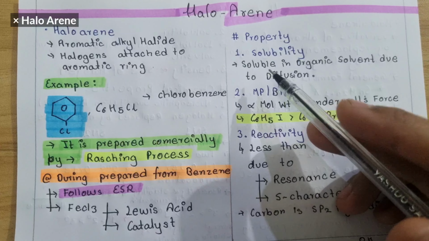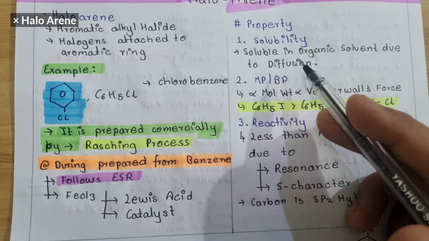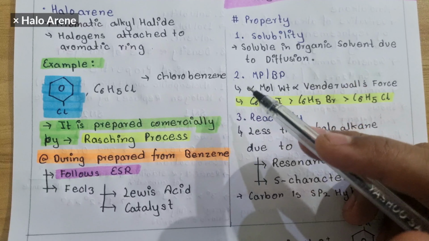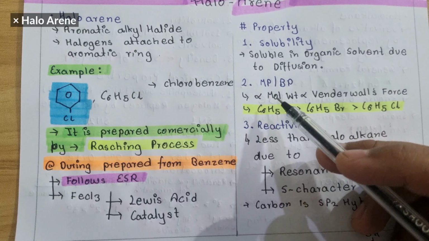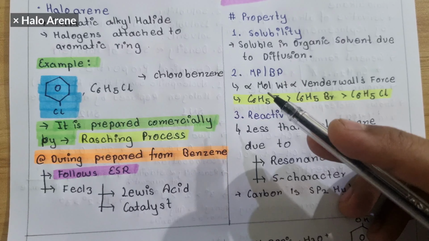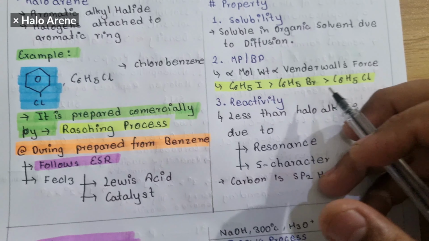The properties of chlorobenzene: it is soluble in organic solvents due to diffusion, but it is not soluble in polar compounds like water, etc. For melting point and boiling point, it is directly proportional to molecular weight and van der Waals force. It possesses a higher melting point than that of bromobenzene and than that of chlorobenzene.